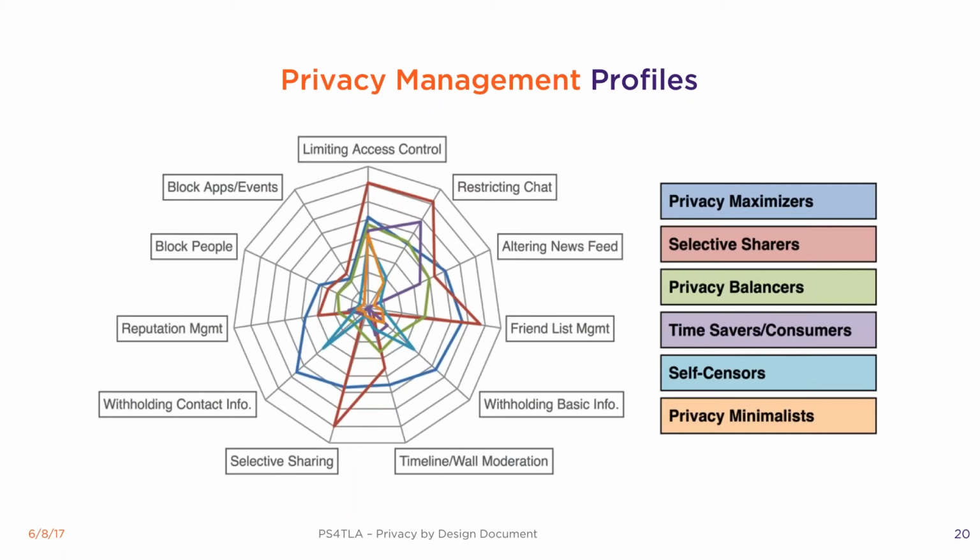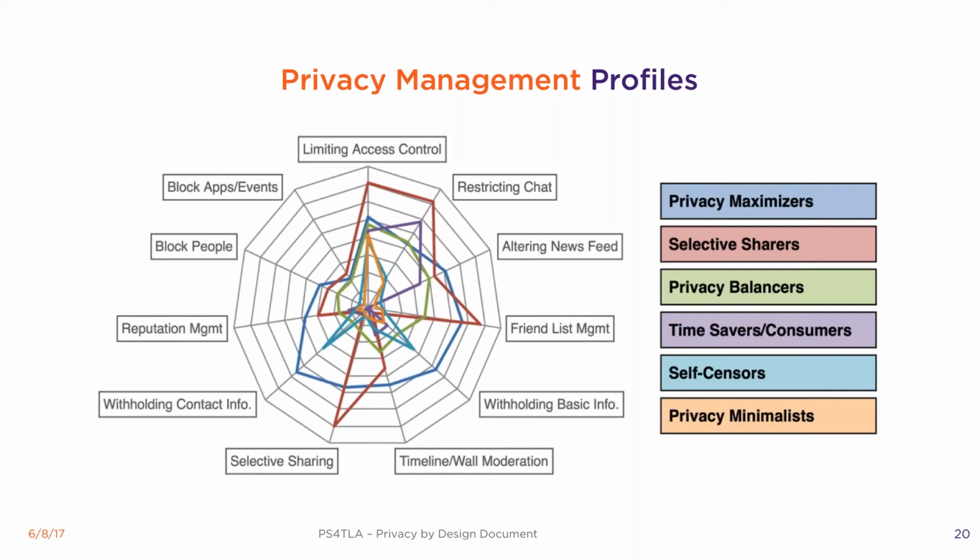So here's an example of that. We did some data analytics on the privacy behaviors of several hundred Facebook users to show that there were actually 6 profiles detectable within those several hundred users. So aside from maximizers, the blue line here, who tend to do a lot of everything, and minimalists who tend to not deal with their privacy a lot, we see a group called selective sharers, the red line here, who tend to share quite a lot, but are very careful in who they share it with.